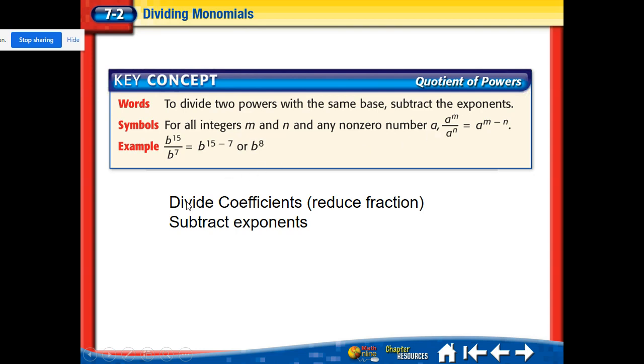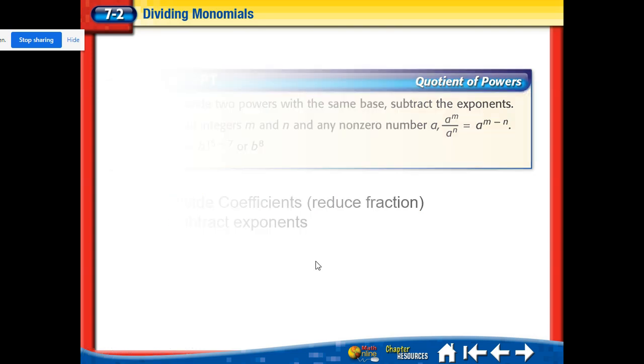When we multiplied, we multiplied the coefficients and added the exponents. So we're going to divide the coefficients, or in other words, reduce the fraction, and subtract the exponents. So here's the exponents part, 15 and 7. We're going to subtract them and get 8. If there were numbers in front of these, we would reduce that like a fraction or divide it evenly if it does. Let me show you.